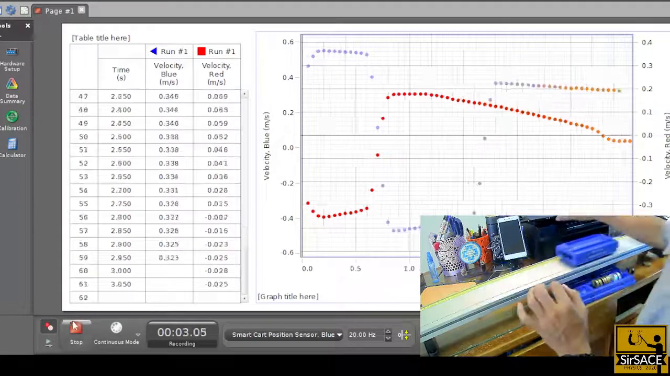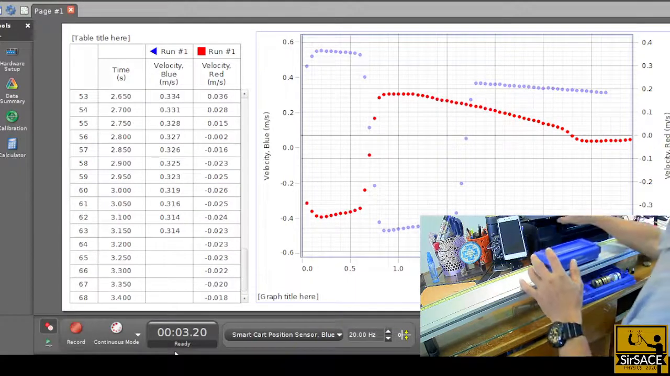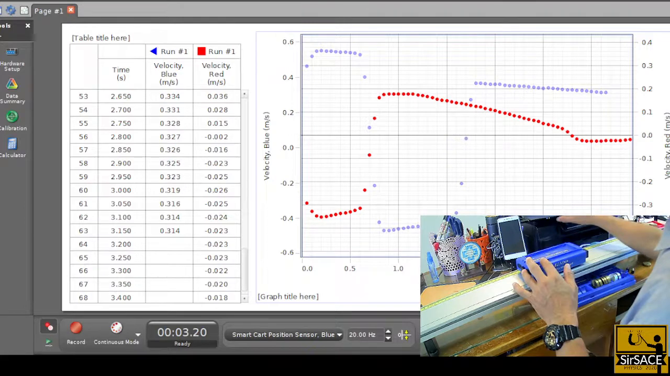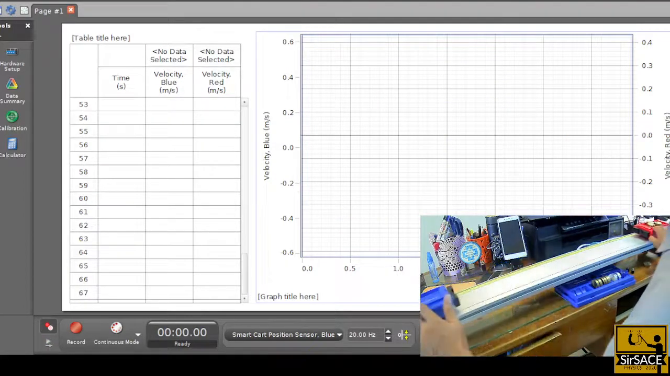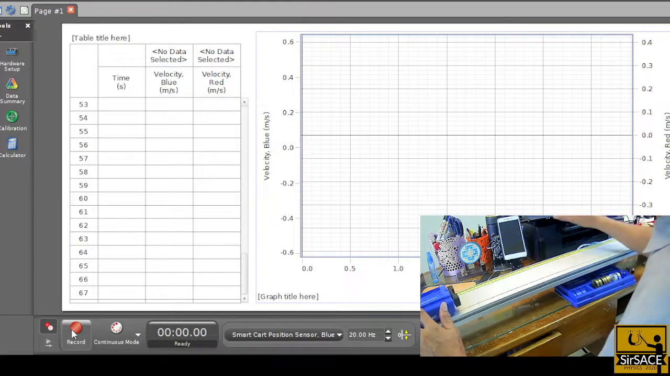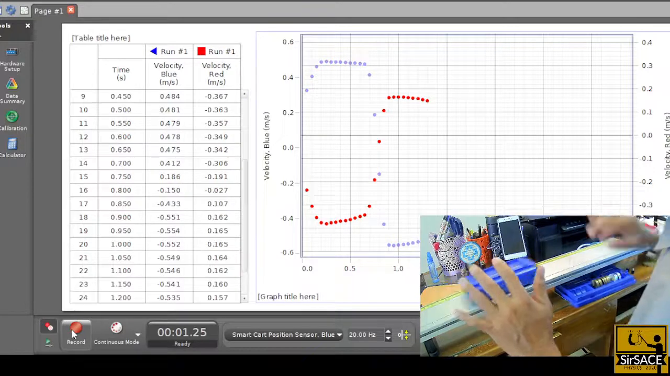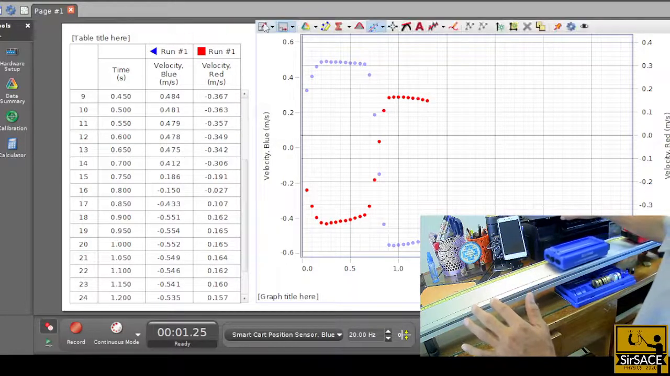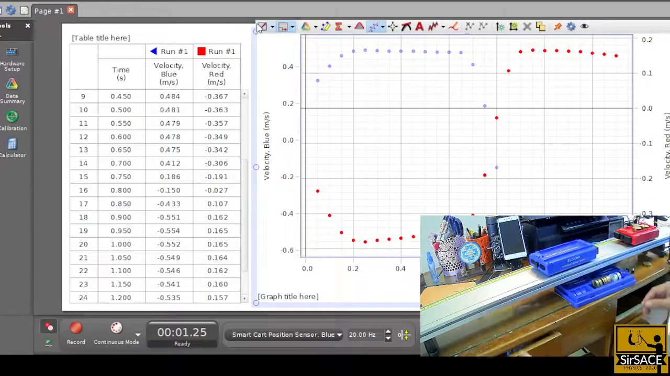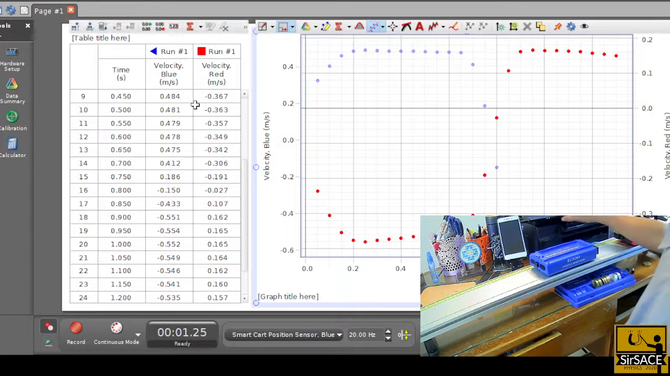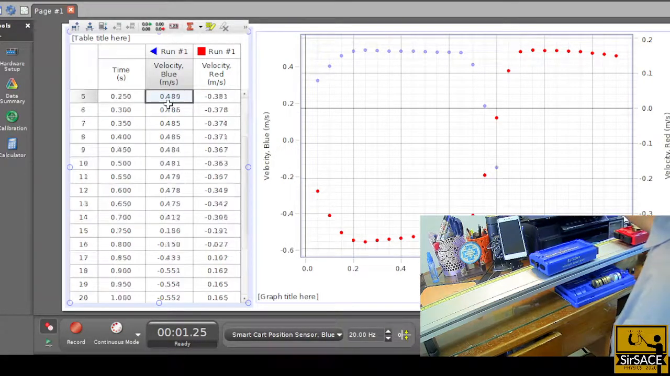Okay, stop. Let's do it again. So take two. Click the record. Then allow them to collide. Then click. That's it. So let's expand the data. Very nice. So all you need to do, again, from the table, use this one.